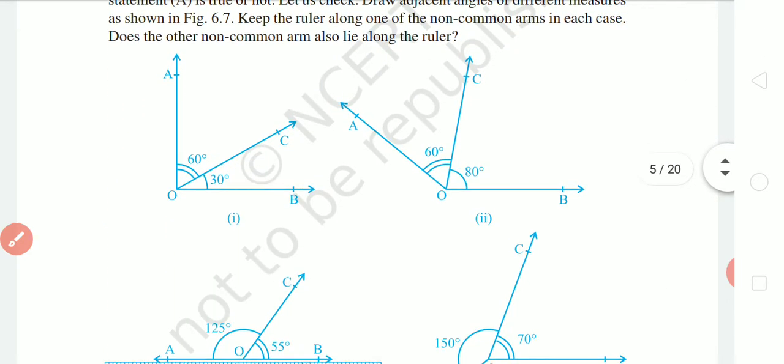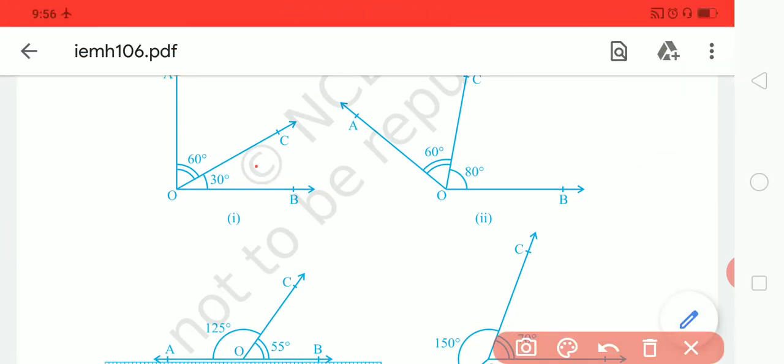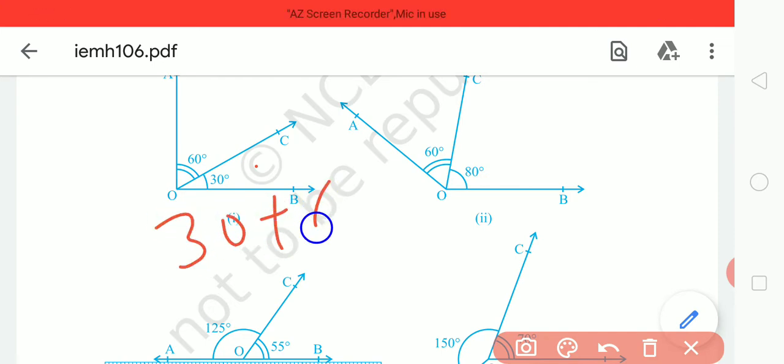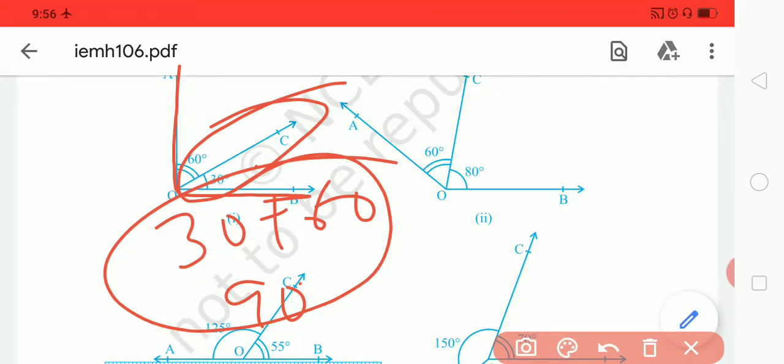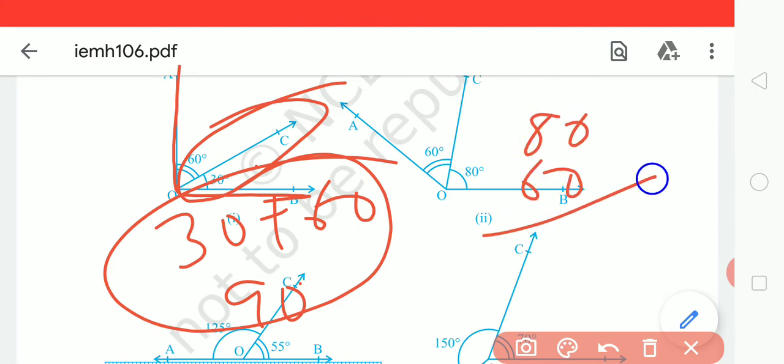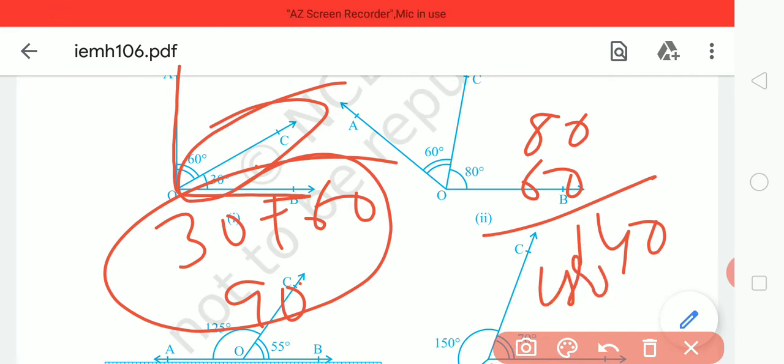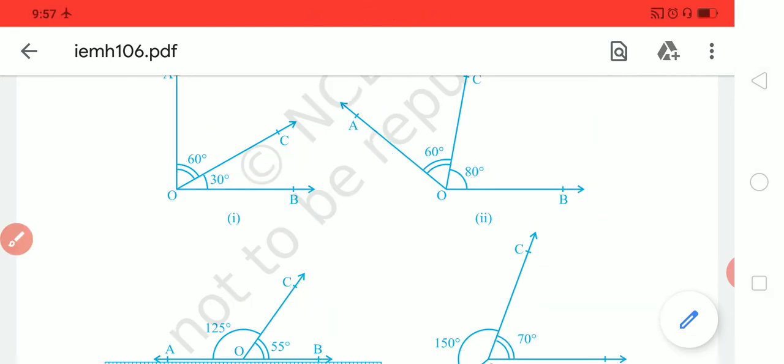And here are some examples. Say 30, and you have to tell whether they are a linear pair or not. If you add 30 and 60, you will get 90. So these are not the angles, and this is not the ray for the line. So you can say that this AB is not a line. Okay, AB is not a line. So come to the next one. If you add 80 and 60, you will have 140. So it must be 180 if it is a line. So AB is not a line, right?